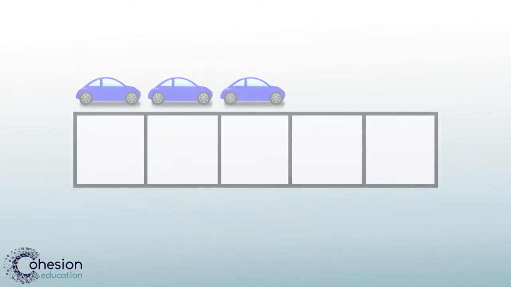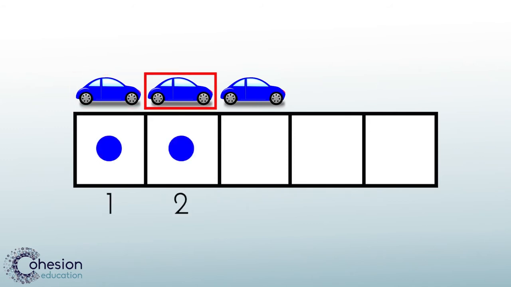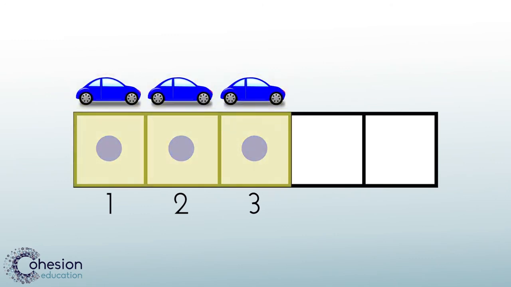Let's take a look at the different ways to model the numbers 3 and 4. Count the cars and draw the counters in the 5-frame to show how many. Here is a group of cars. Let's count the cars and say the numbers aloud as we move them into the 5-frame. 1, 2, 3. There are 3 cars and 3 counters in this 5-frame.